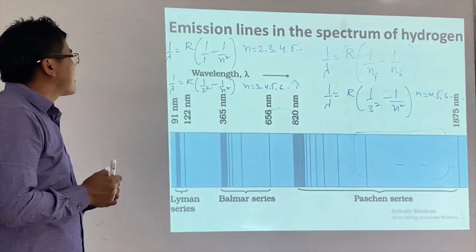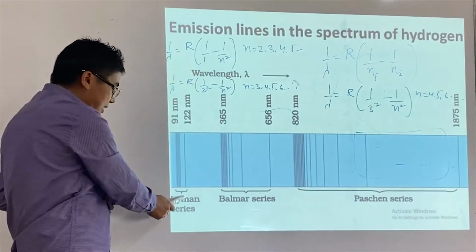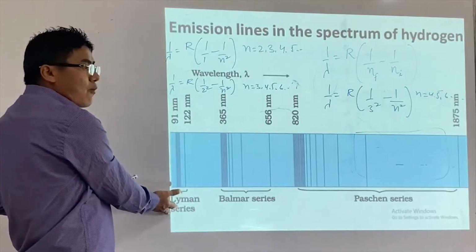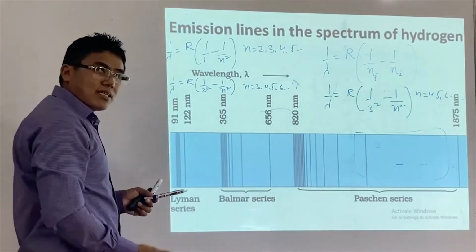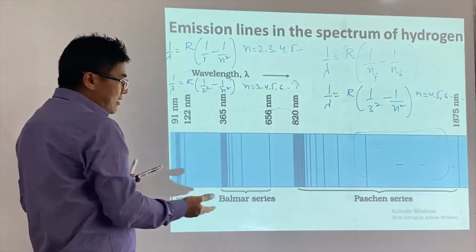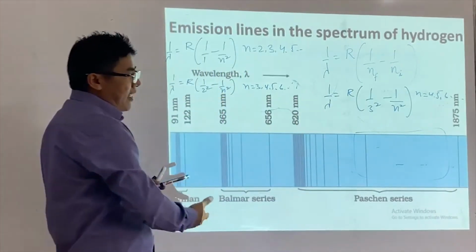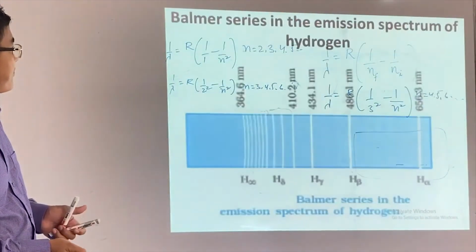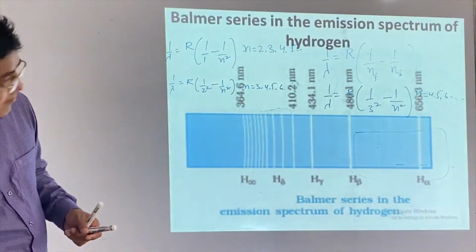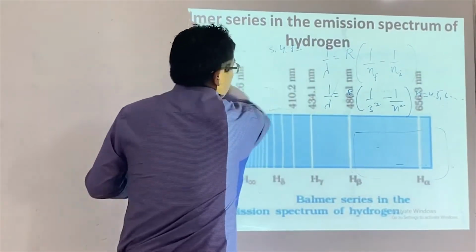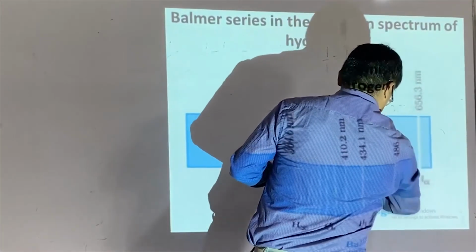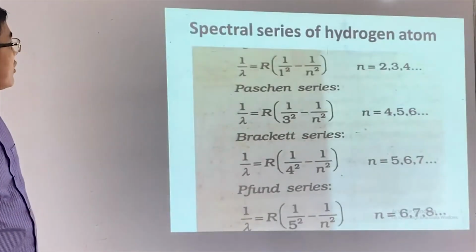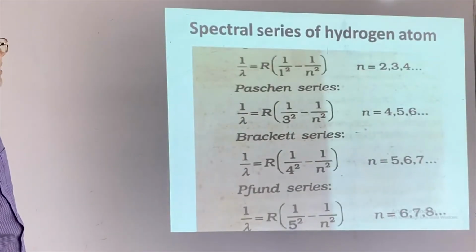So that means this spectral series has a much higher frequency. The Lyman series comes in the ultraviolet, the Balmer series comes in the visible range, and the Paschen series is in the infrared, with a longer wavelength. This is what we have. So these are the spectral series of a hydrogen atom.